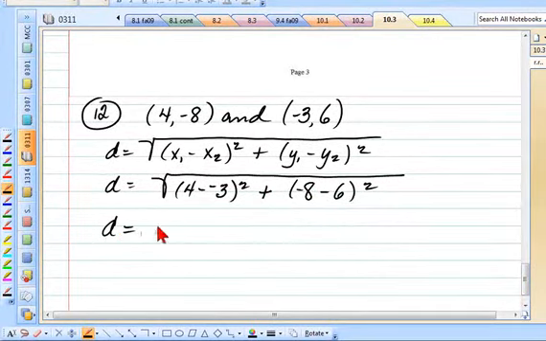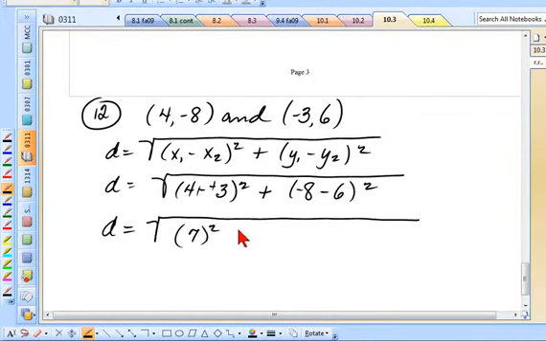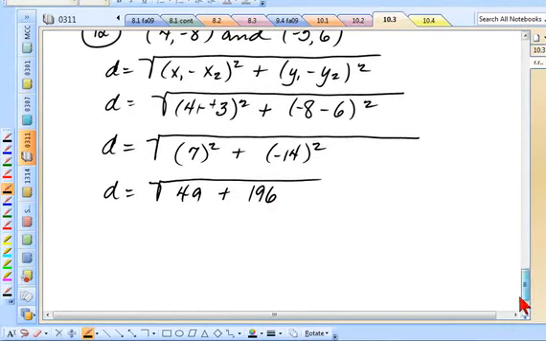The distance is, and I'm going to get rid of these lines since I'm not following them anyway. Minus minus means plus. That's going to be 7 squared plus negative 14 squared. That is 49 plus negative 14 squared is 196. So the distance is the square root of 245.